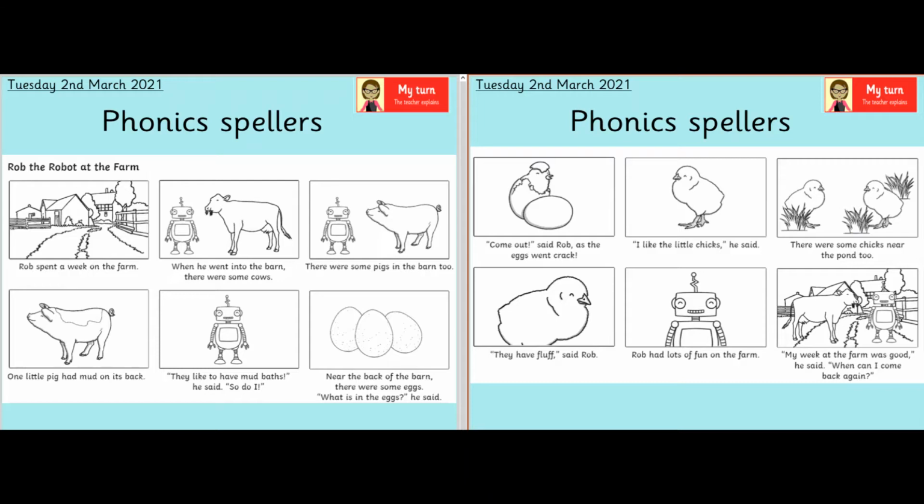After you've had a go at that, phonics spellers, have a look at this story called Rob the Robot at the Farm. Within this story, your tricky words for this week are hidden. So I want you to have a go at reading the story, each section of it, and looking for your tricky word spellings within the story. How many times can you find them? Pause the video and have a go at that, phonics spellers.